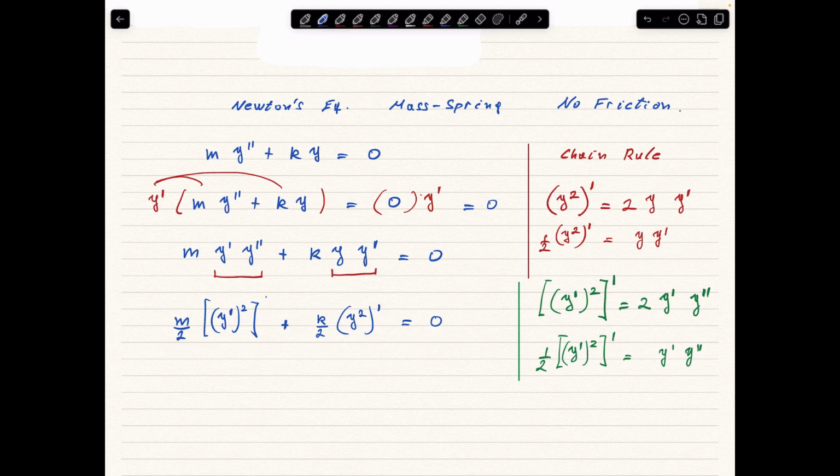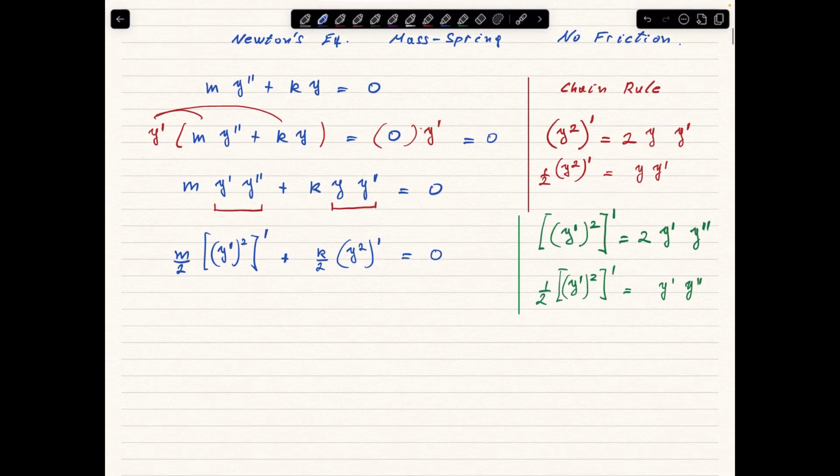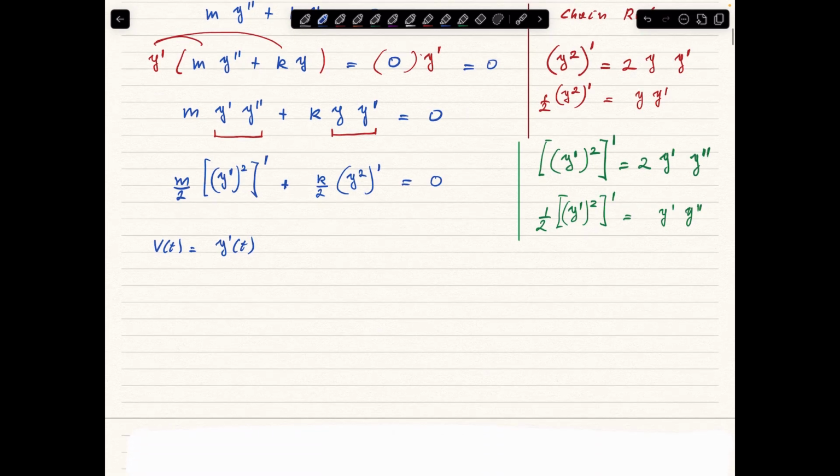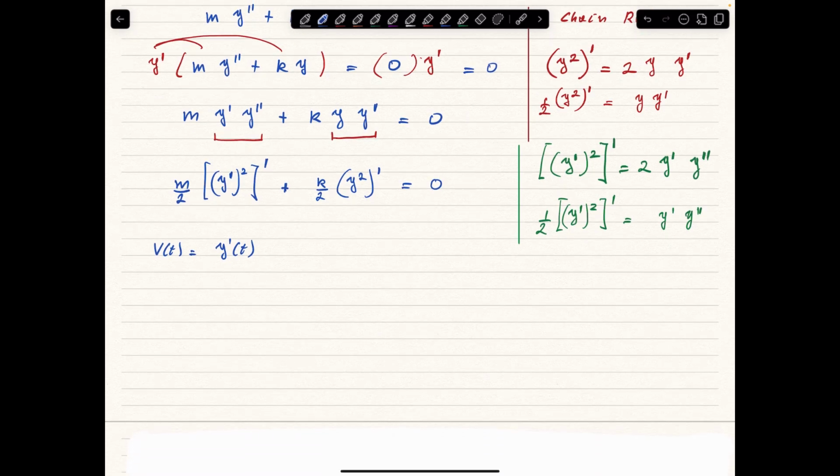So we can come back here and say this is the same as mass over 2 times y prime squared, derivative of that. So now is a good time to introduce the notation that the velocity, a function of time, is y prime. If we do that, the equation above is a little bit nicer, written as v squared derivative times m over 2 plus k over 2 y squared derivative.